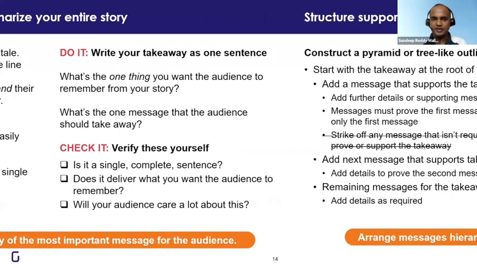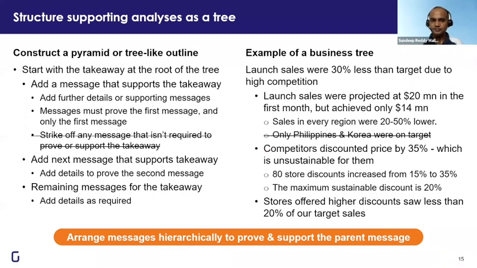Let's take one example and look at a supporting structure. The general rule of thumb is that you start with the key takeaway. You have to start with the takeaway. Then you add supporting material to your message, because the takeaway is what grabs the attention. Once you grab the attention, you have to have supporting content which supports the takeaway. And when you start detailing this information, you have to be very clear that you must first prove the message. You shouldn't give all the analysis that you have. For example, let's look at the example on the right. Launch sales were 30% less than target due to high competition.